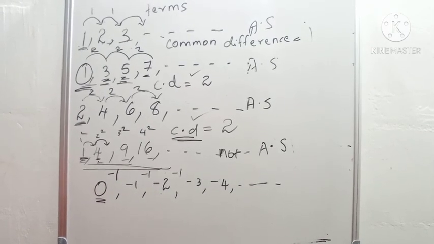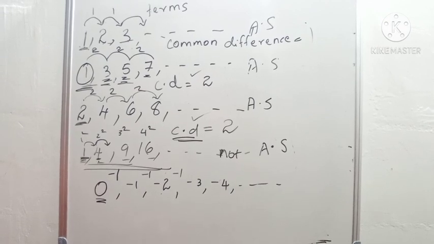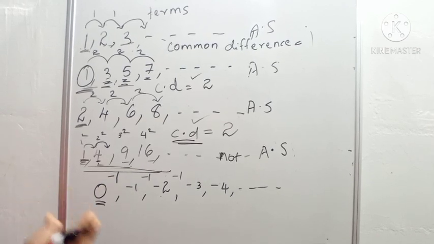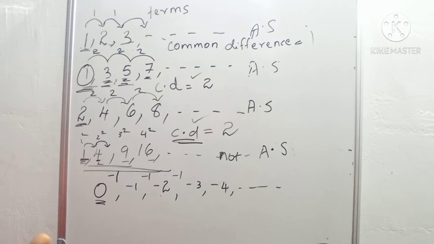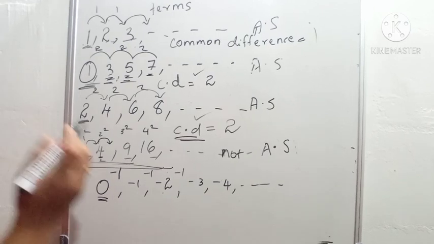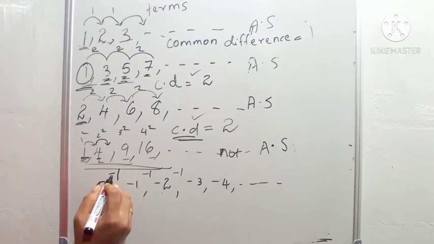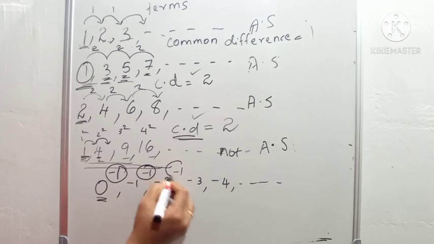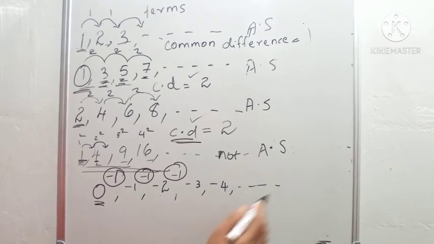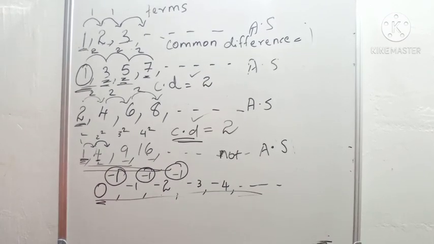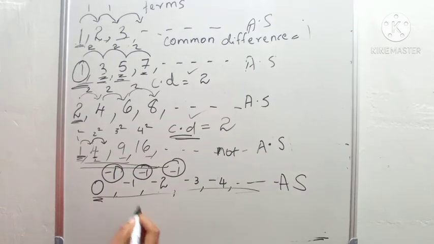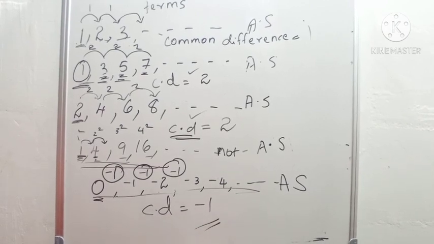Negative is the opposite process of positive. Right? So, adding a negative number is subtracting a number, or subtracting a number means adding the negative of a number. Okay, so here we add the negative number, -1, repeatedly, and we get this sequence, right? Therefore, this one is also an arithmetic sequence, and the common difference here is -1.